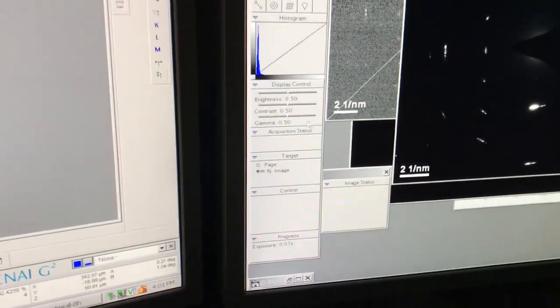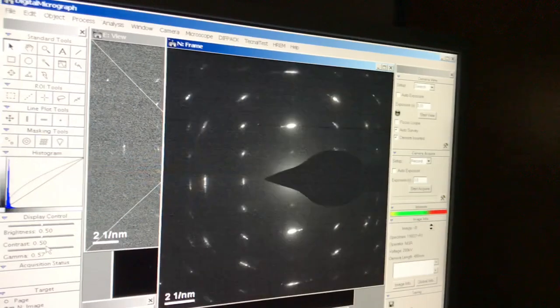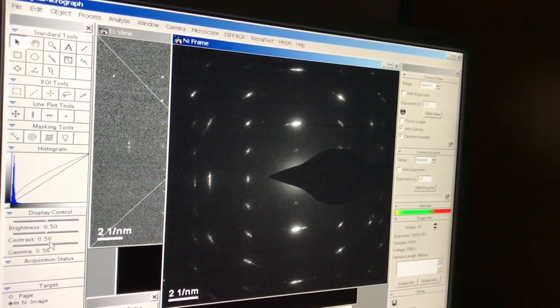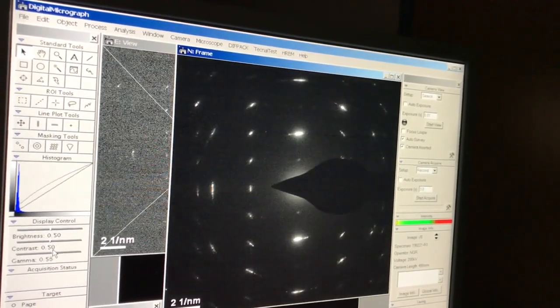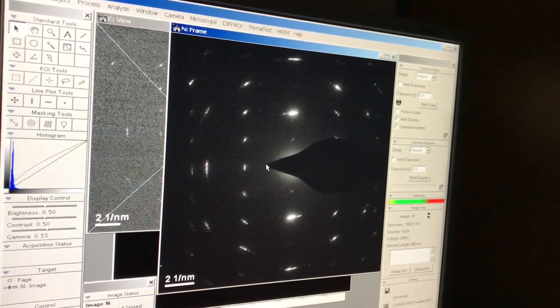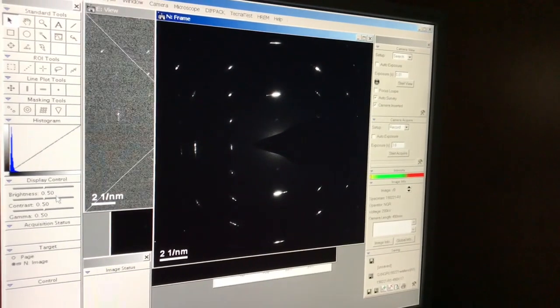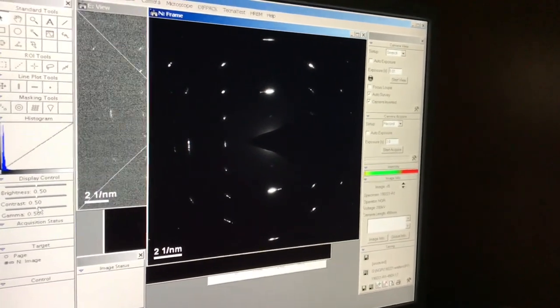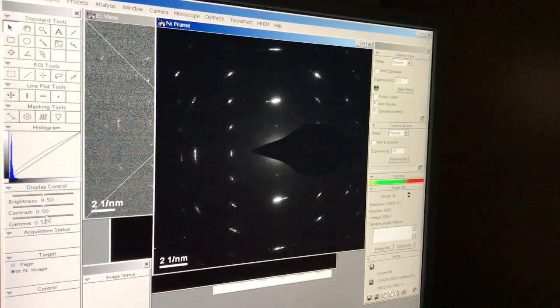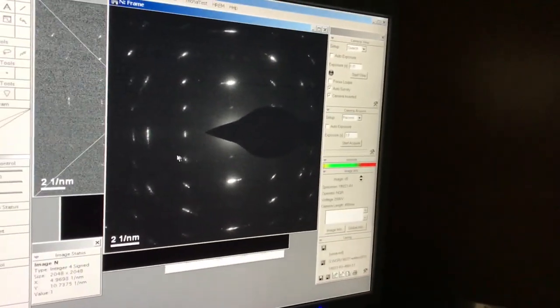If I come over here to display control, particularly this gamma adjustment, if I make a gamma adjustment, this makes it easier to see those fainter spots a little bit better. Sometimes you can see the imperfections in the pattern a little bit more, but even with just no gamma adjustment, it looks pretty good. But I'll increase the gamma here just a little bit. Yeah, right about there. So you can see those a little bit better.